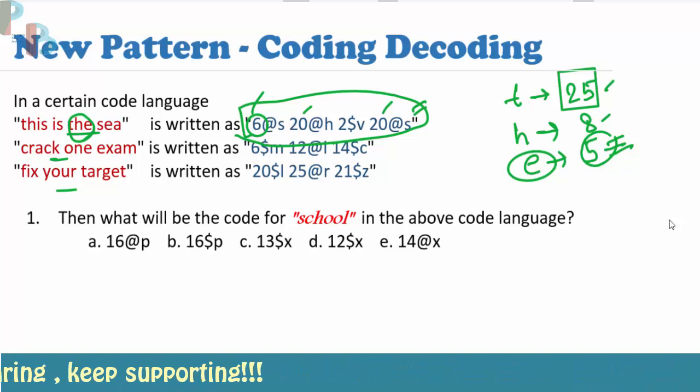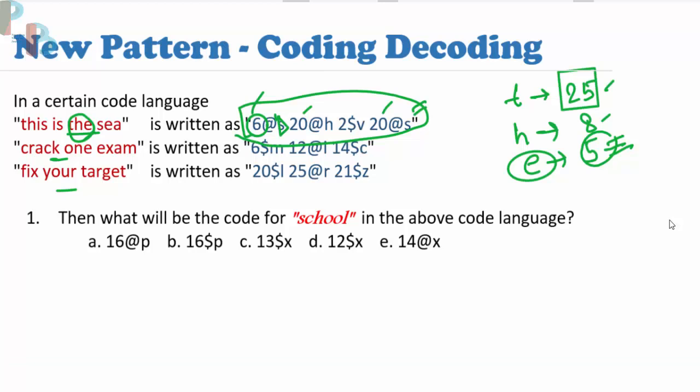we'll try to find what will be the code for H, right? What may be the code for H? Now the opposite alphabet for T is G, right? And for H it is S, and for E it is V. We will be requiring these two pieces of information actually, to crack any of the coded words.